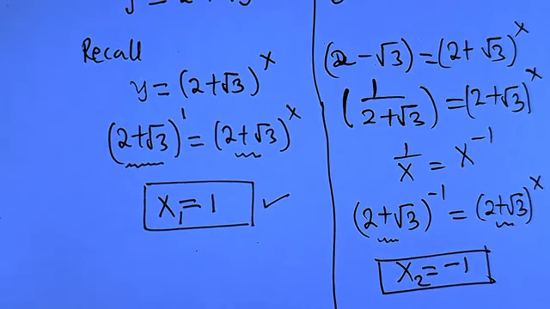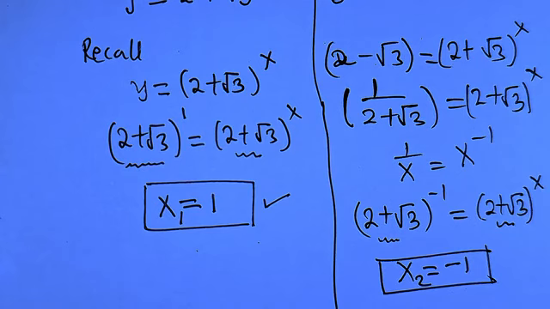Can you see? By just guessing alone, we can only guess that x is 1 but not x is 2. But with what we did by solving it completely, we can see that x also has another solution, which is minus 1. So that is the end of the class.